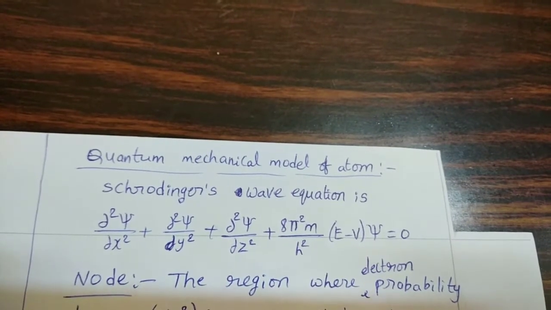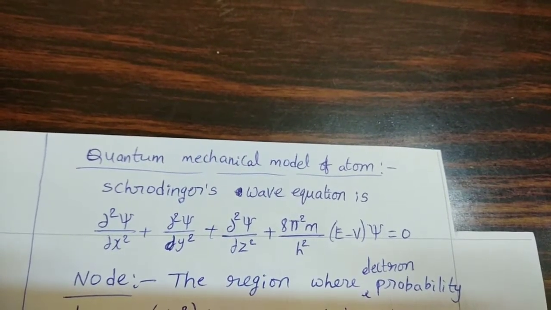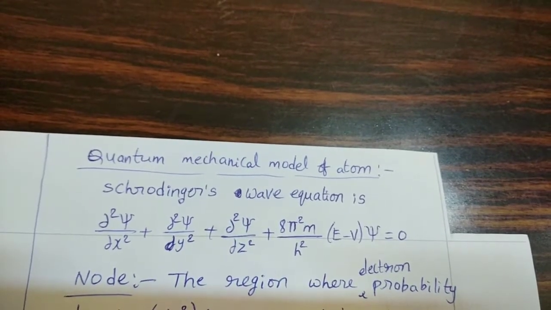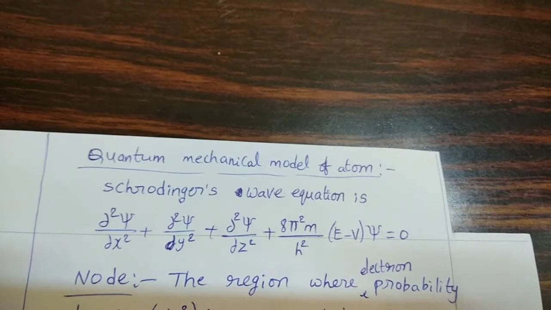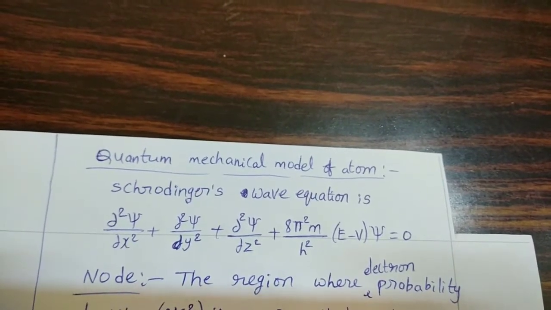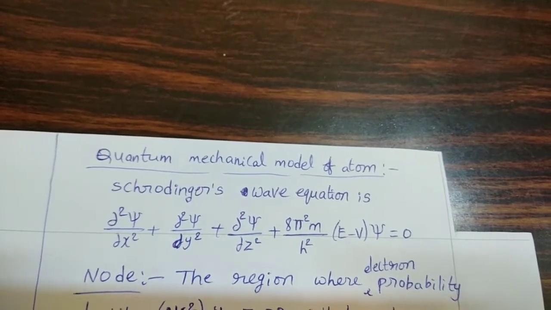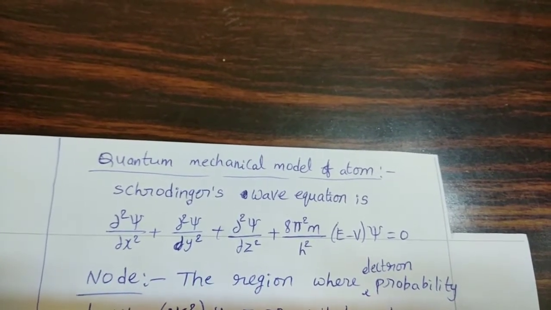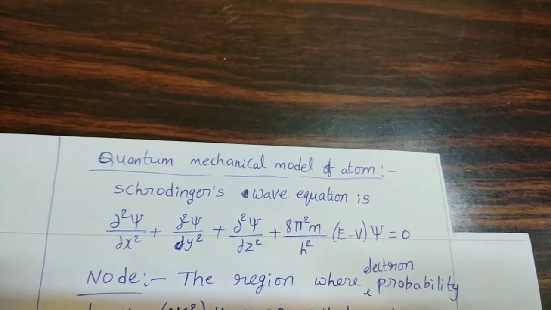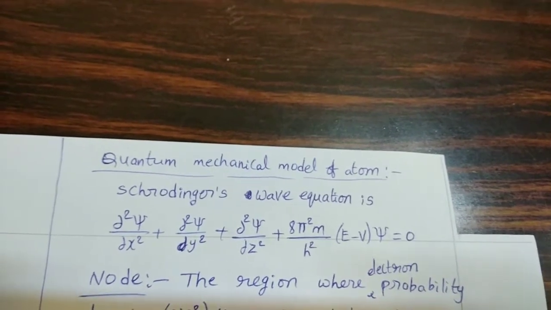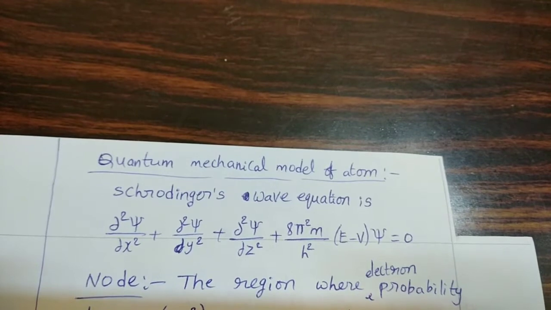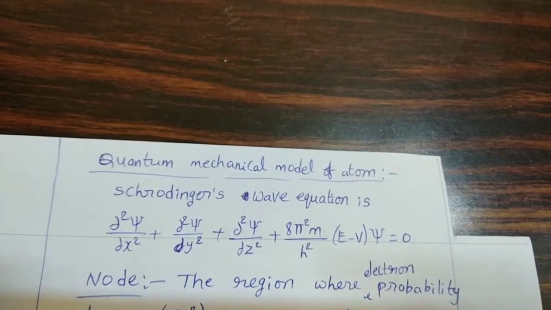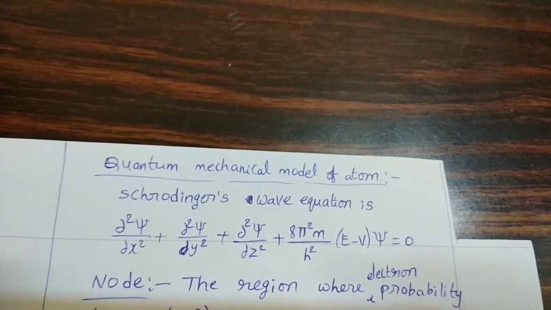In previous classes, we completed Rutherford's atomic model and Bohr's atomic model. Those were proposed based on classical mechanics. Classical mechanics was developed based on Newton's laws. These Newton's laws are applicable only for macroscopic objects like planets, a moving car, and a moving ball. But for microscopic objects like electron, proton, neutron, atom and molecule, these Newton's laws were not applicable.